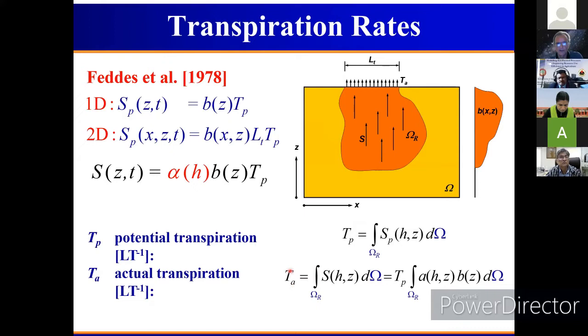And you can see it is basically integration of the stress response function and root distribution function over the root zone multiplied by potential transpiration.